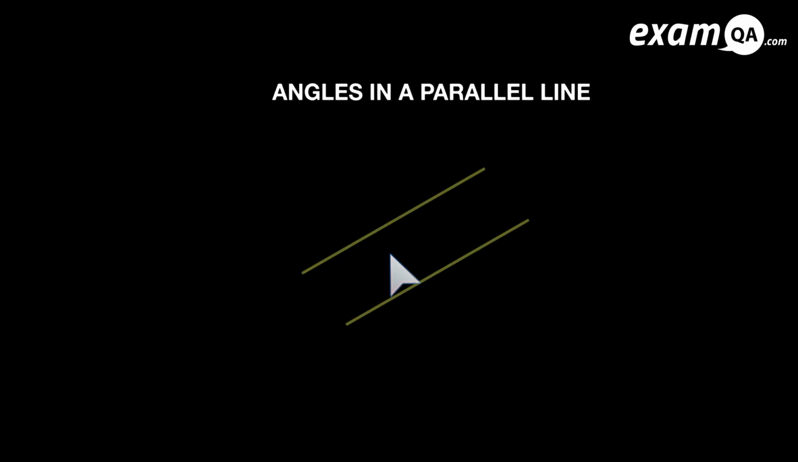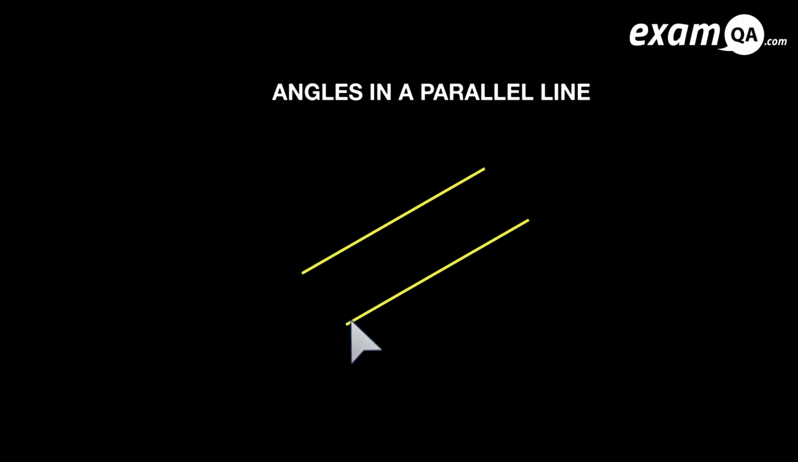In this video, we're going to be looking at angles in parallel lines. To begin, let's look at what is a parallel line. So here we can see two lines, and these lines are moving in the same direction, which means they'll never meet because they're not getting closer and closer to each other. At any point, they'll always be the same distance away from each other.